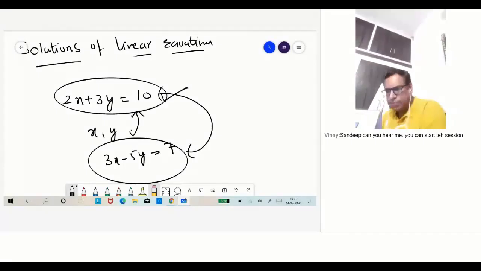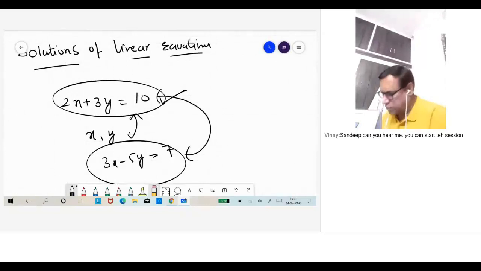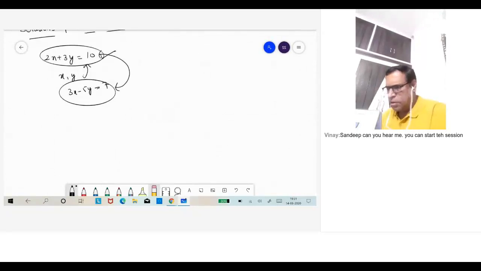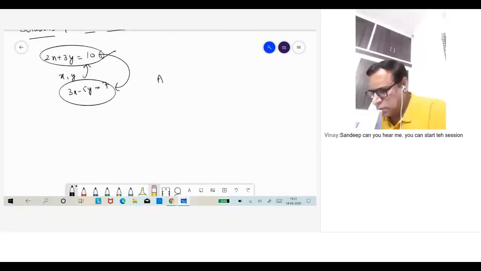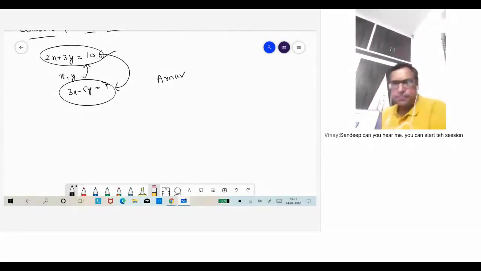So let me give you a simple example. How will you formulate these linear equations in two variables? Let me give you an example to make you understand that. Let's take Arnav. Arnav has gone to the market.